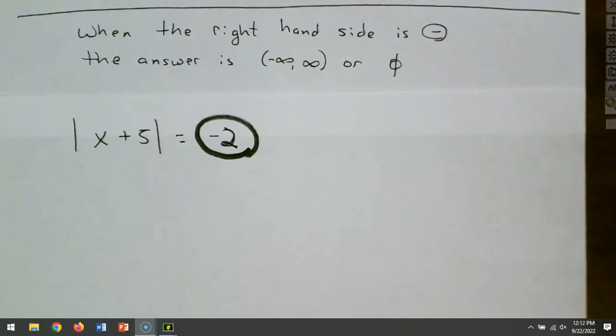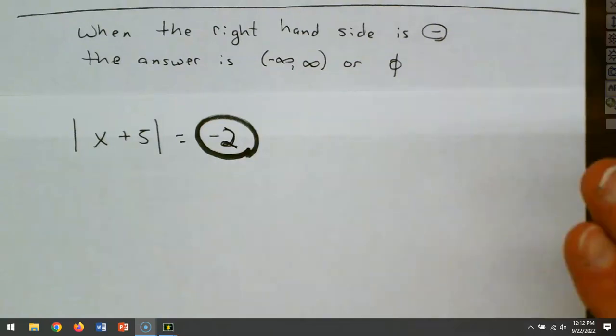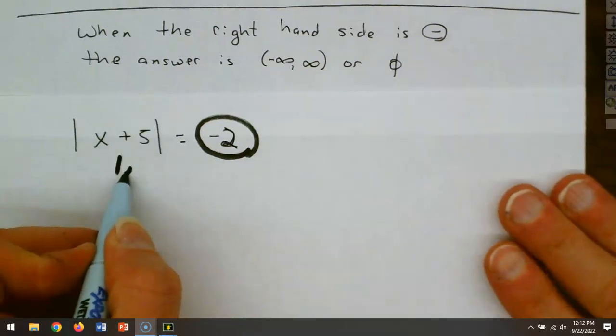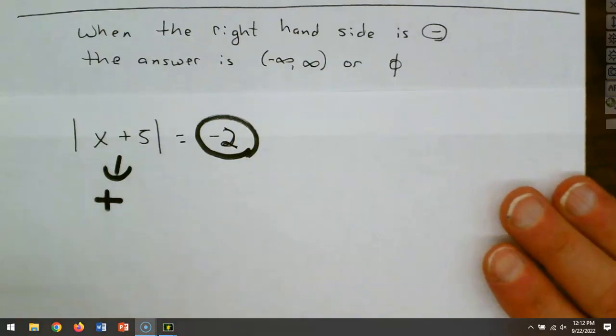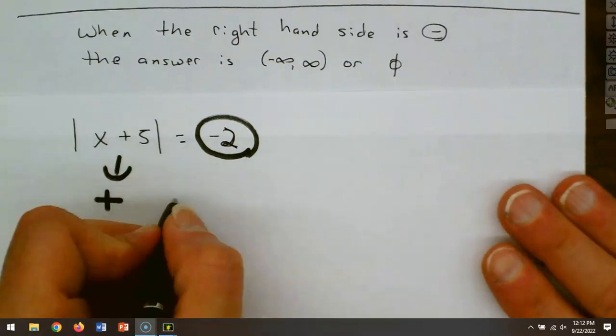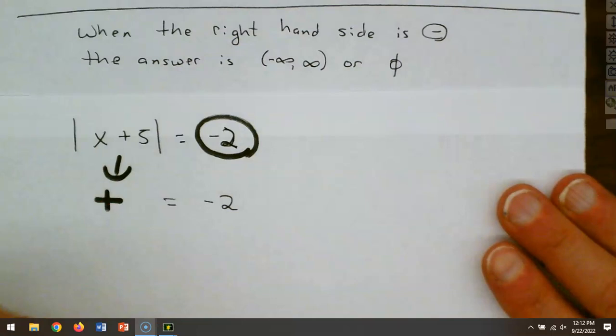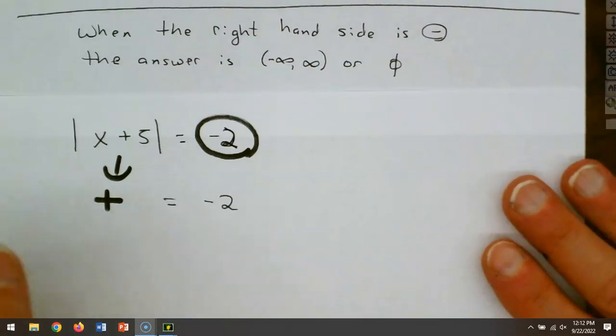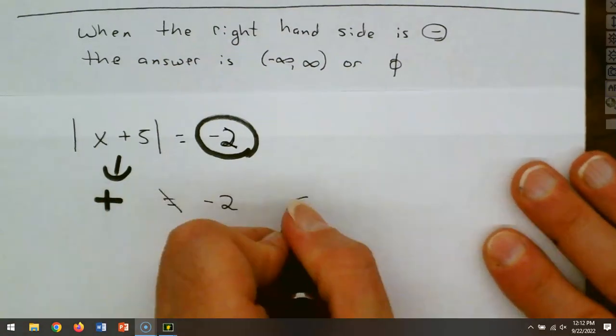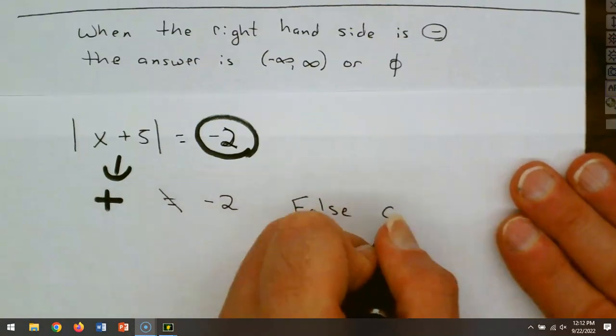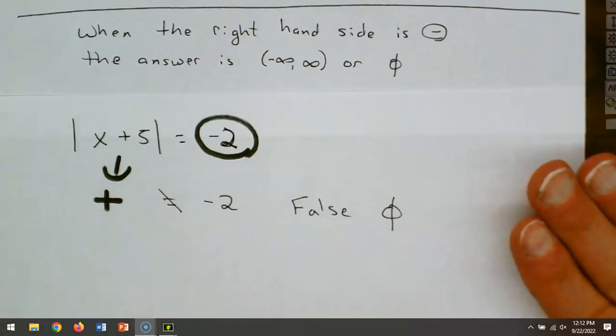When we square a number, what happens to that value? It becomes positive. Now, a similar concept with the absolute value. The absolute value of any number is positive or 0. So we assume that this is going to be positive. Now, can positive values ever equal a negative 2? Can this ever happen? No. So this is false, and this has no solution.